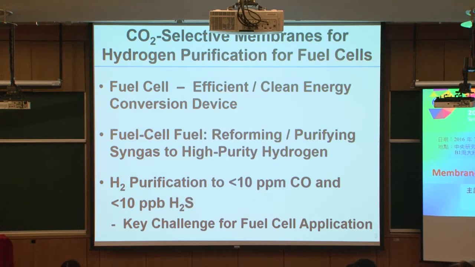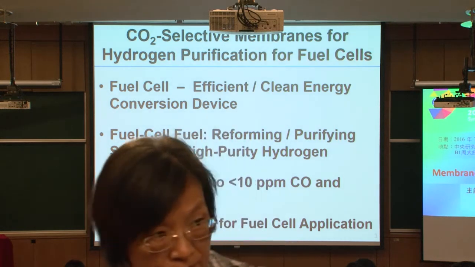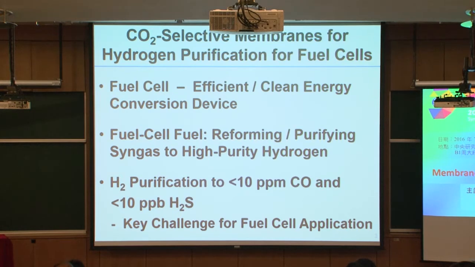As you all know, fuel cell is an energy efficient and also clean energy converting device, but however, it still needs very high purity hydrogen in order to get a fuel cell to work, particularly for the proton exchange membrane fuel cell, because most of hydrogen comes from syngas. So we do need quite high purity of hydrogen, to get down to less than 10 parts per million carbon monoxide. And for hydrogen sulfide, we like to get down to less than 10 parts per billion in the hydrogen product. So it is quite a challenge for fuel cell application.